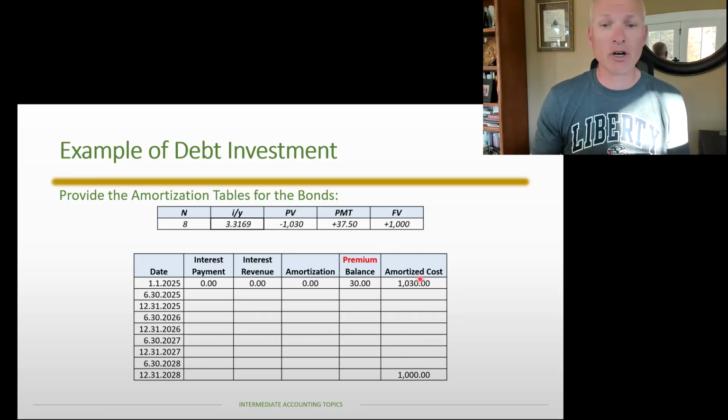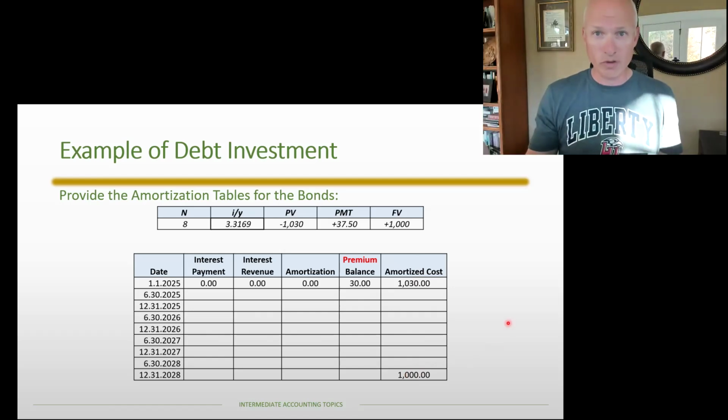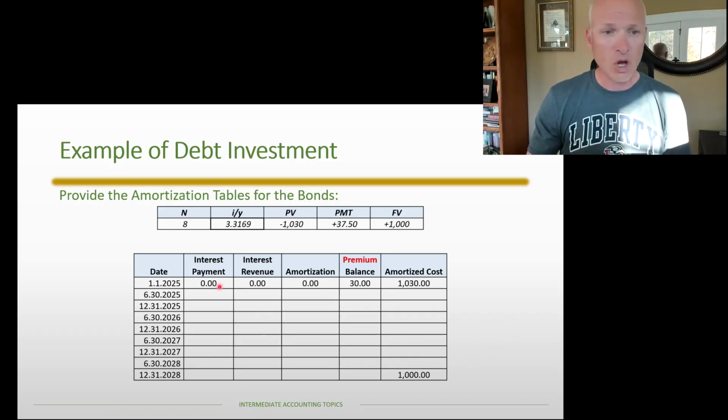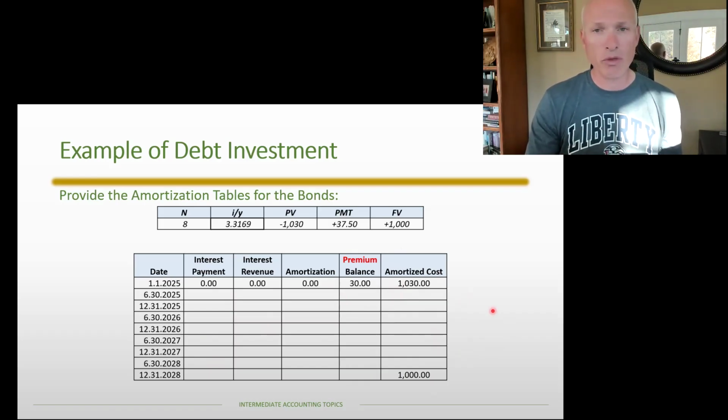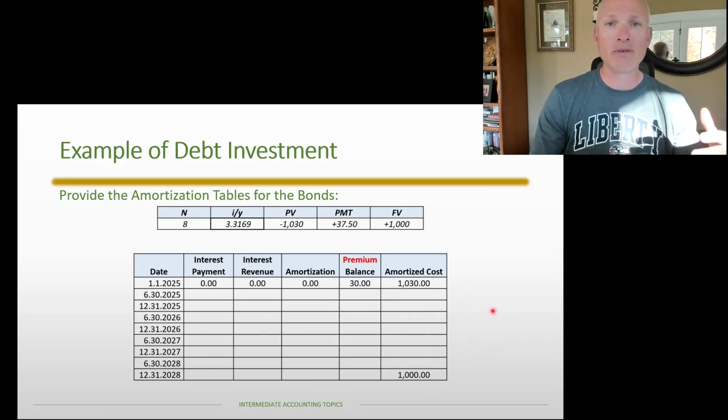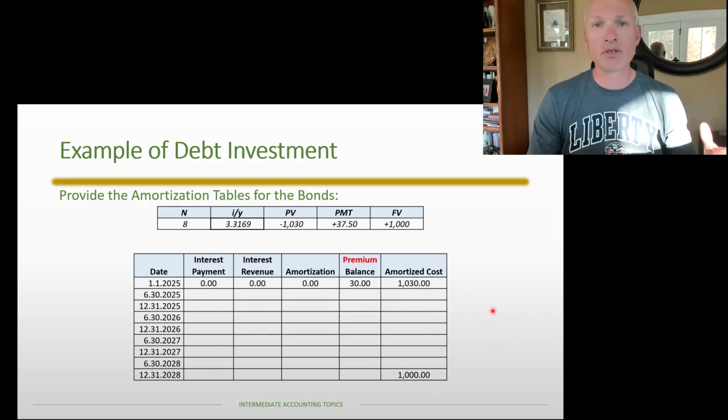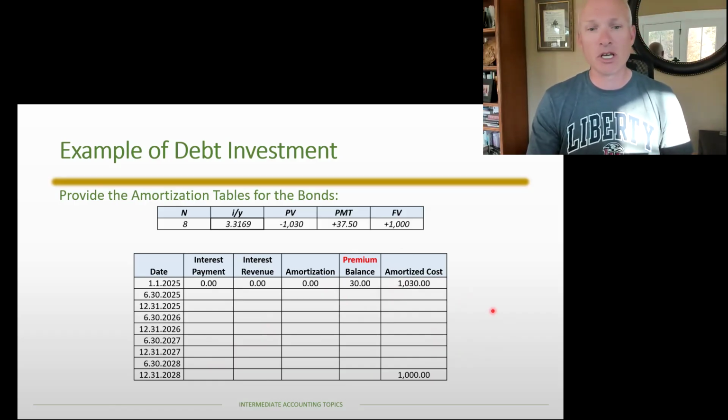So I paid $1,030, but I'm only getting $1,000 back. And so my total interest on this investment is my interest payments, which are the same 37.50 all the way down, but now it's less the $30. In other words, I'm not getting as much interest as my payments because I'm not getting as much when it matures. So it works against it. So as we work through it, instead of the interest revenue being the interest payment plus the amortization of the discount, in this case, the interest revenue is going to be the interest payment minus the amortization of the premium.